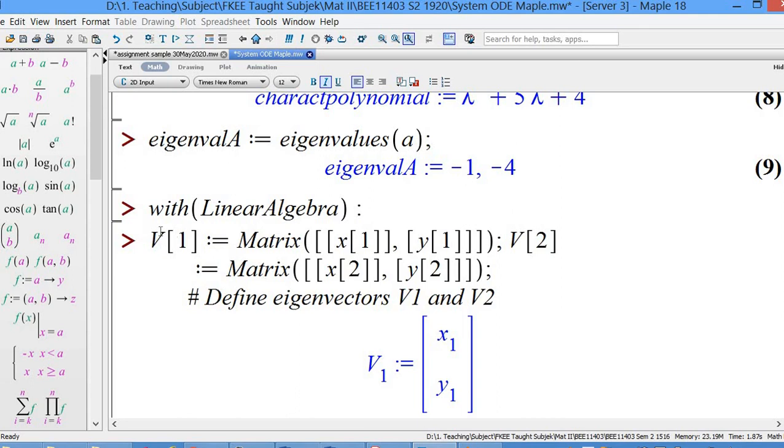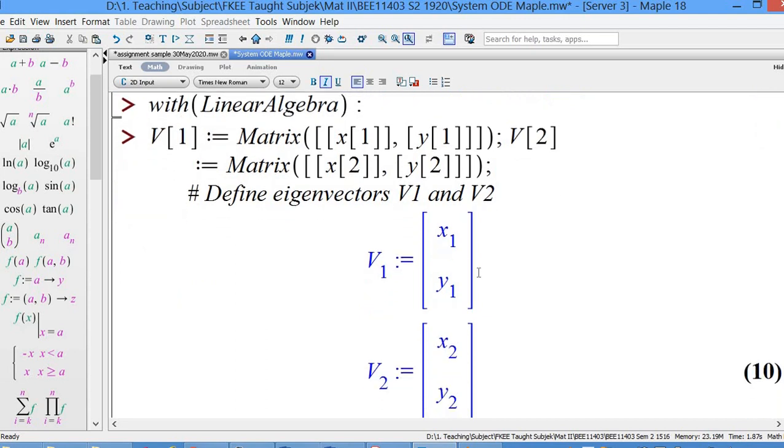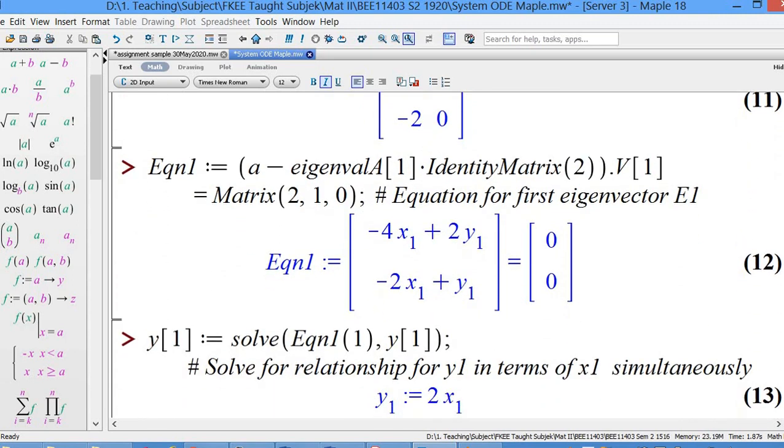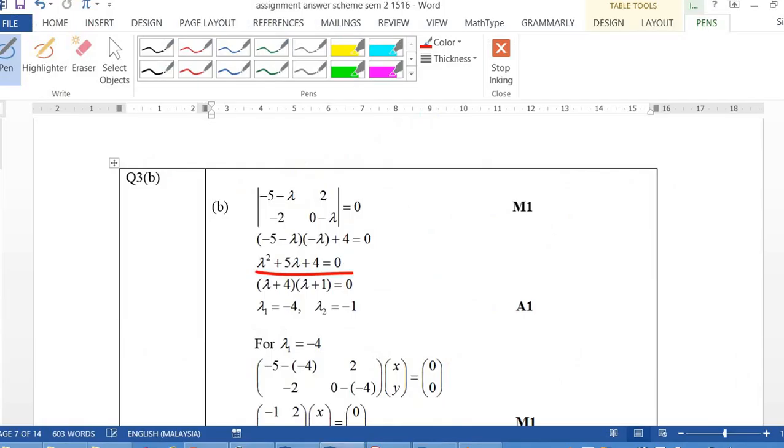Then with LinearAlgebra, this is another package, we solve for eigenvectors. V1 is eigenvector 1 and V2 is eigenvector 2. We define eigenvectors V1 and V2: V1 as x1, y1, V2 as x2, y2. Here, using this statement. And call back the matrix A. Then what is equation 1 here? A minus eigenvalue lambda 1 times identity matrix 2, times V1 is actually this step.